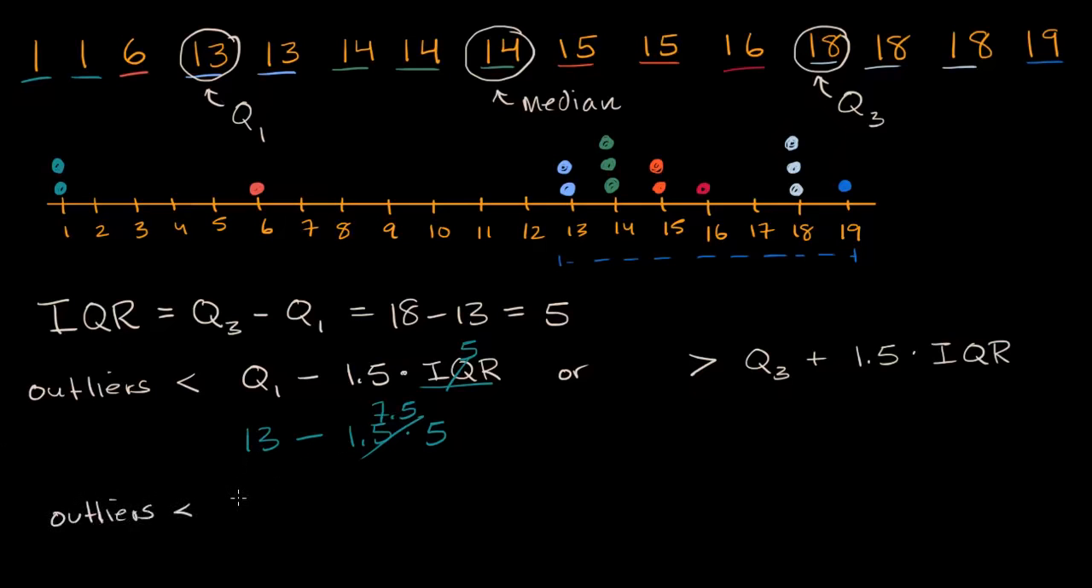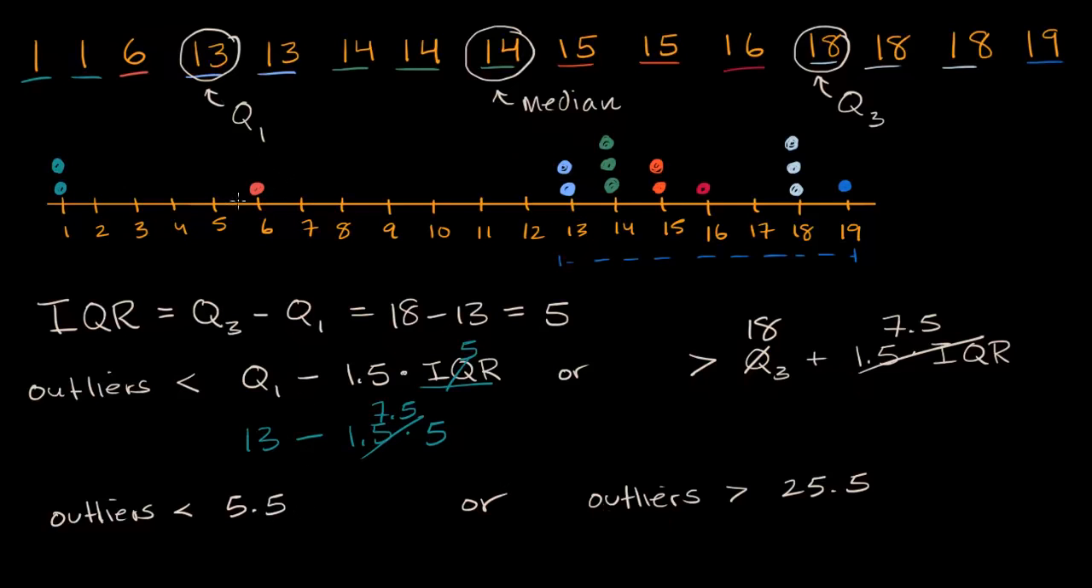would be less than 5.5, or Q3 is 18. This is once again 7.5. 18 plus 7.5 is 25.5, or outliers greater than 25.5. So based on this, we have a kind of a numerical definition for what's an outlier.